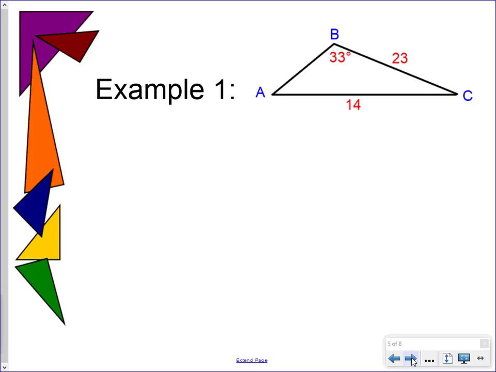Okay, so here's a problem. You can draw any looking triangle that you want. Obviously, mine is not drawn to scale. That angle B is not 33 degrees in my picture. Angle B is 33 degrees, side b is 14, and side a is 23.